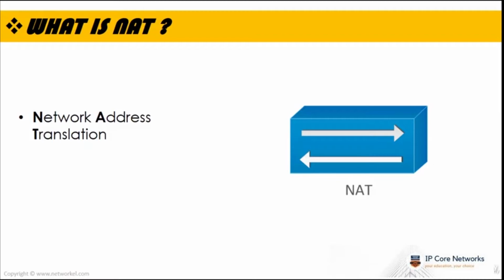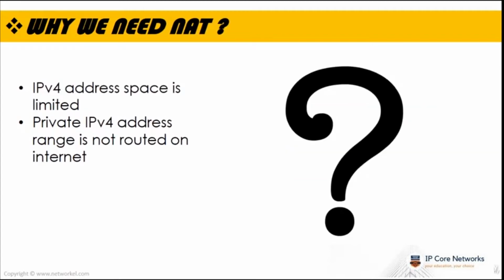The main use of NAT is to limit the number of public IP addresses an organization or company must use, for both economy and security purposes. So why do we need NAT? Because IPv4 address space is limited, so each device cannot use a global address, and private IPv4 address ranges are not routed by internet routers, so they need to be translated to global addresses.